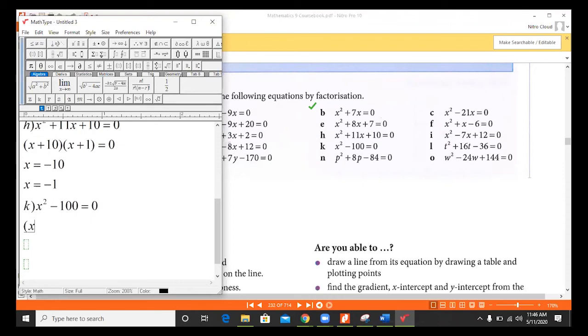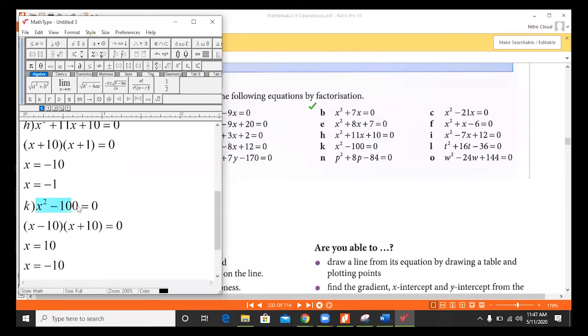x squared minus 10 squared. So x minus 10 times x plus 10. Correct. Equals 0. So x will be 10 or minus 10. Okay. Very well.